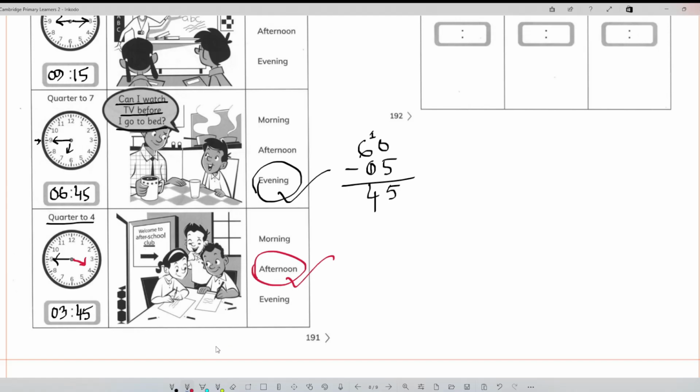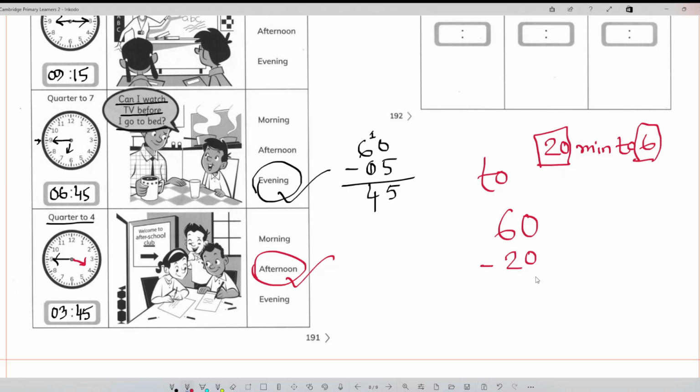Okay, so I hope you cleared this one. Once you see to, that time you should deduct from 60. Suppose somebody mentioned 20 minutes to 6. It means we need 20 minutes to become 6. It means you will subtract 60 minus 20, so 40. It means 40 is the minute and the hour is 5, to 6.